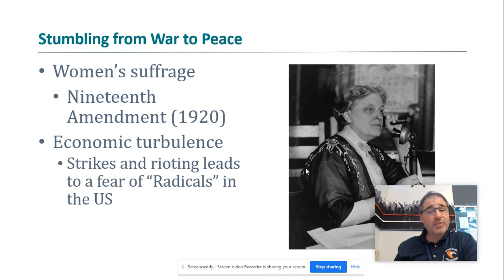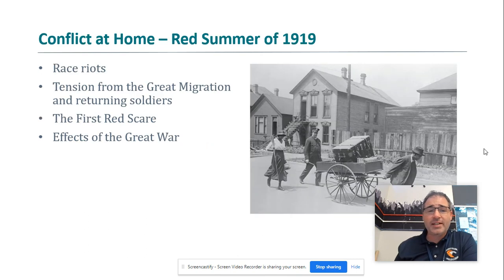Women do get the right to vote. The amendment is passed in 1920, almost as kind of like a thank you. There's a little bit of economic turbulence following World War I when the United States transitions from a wartime economy back to a civilian economy. Labor unions that had been really punished underneath the war industry transition are going to strike. There's going to be some riots. There's going to be more fear of radicals, which is going to lead to nativism and xenophobia in the 1920s.